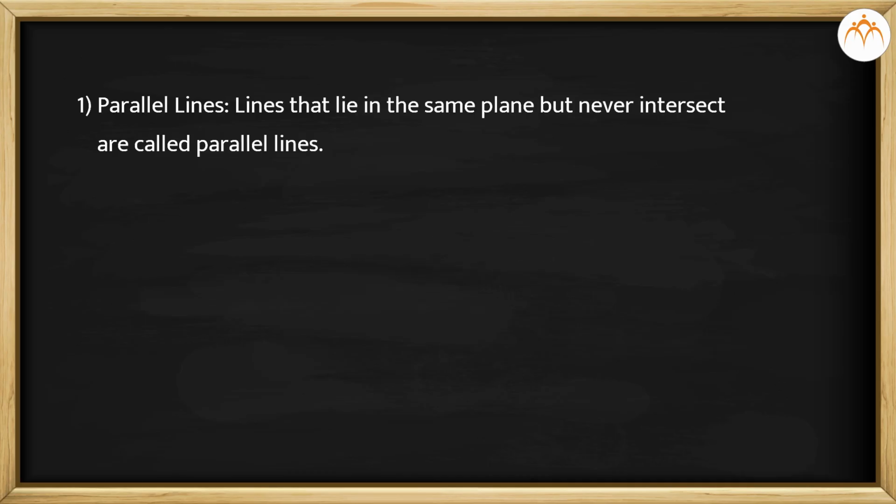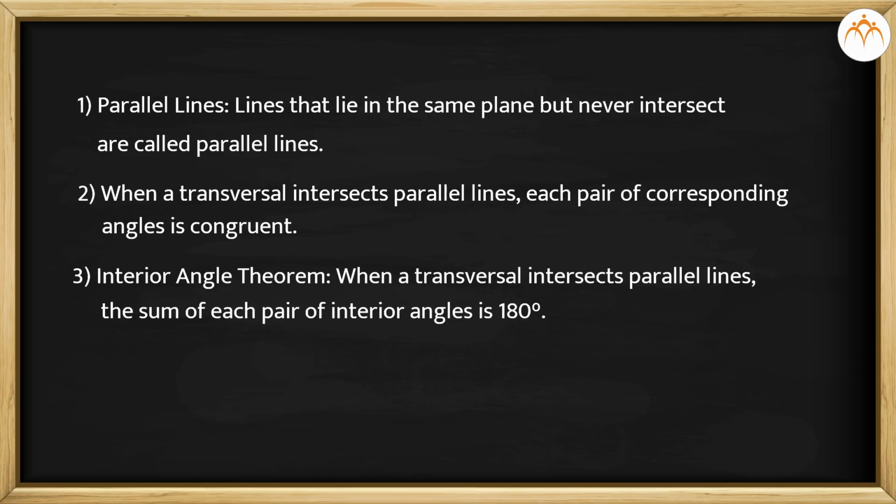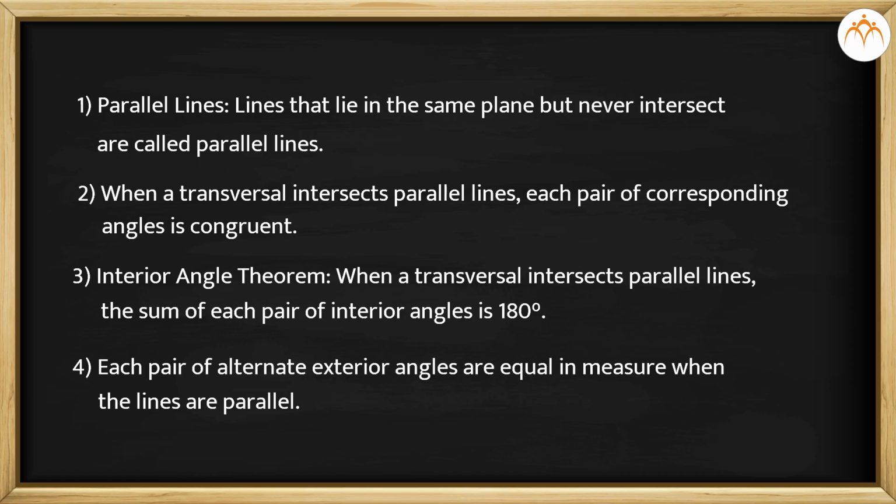Parallel lines. Lines that lie in the same plane but never intersect are called parallel lines. When a transversal intersects parallel lines, each pair of corresponding angles is congruent. Interior angle theorem. When a transversal intersects parallel lines, the sum of each pair of interior angles is 180 degree. Each pair of alternate exterior angles are equal in measure when the lines are parallel.